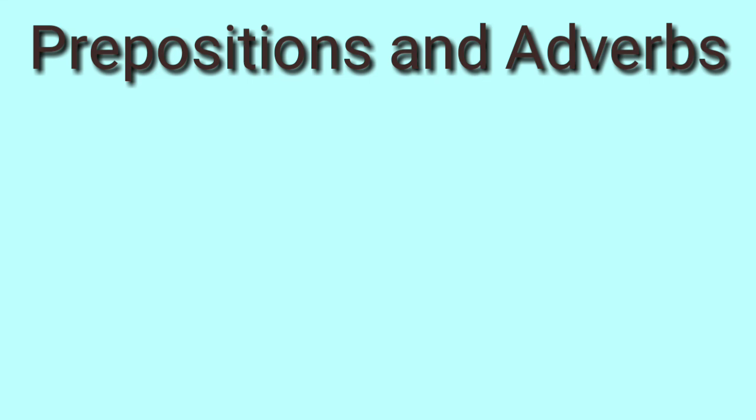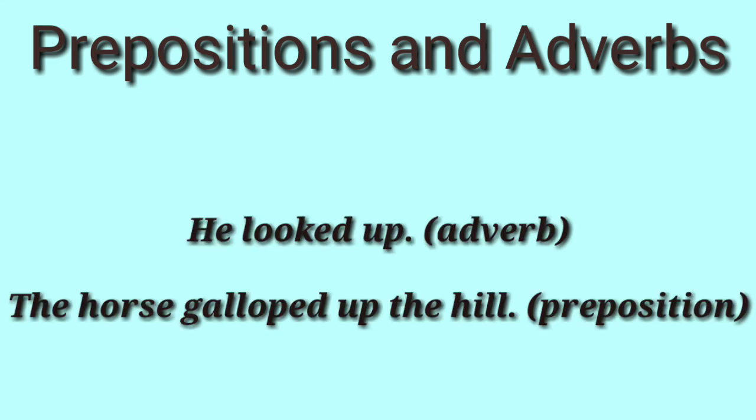Finally, there is one more important thing to be remembered. Many words can be used both as adverbs and prepositions. Here are two sentences. He looked up. The horse galloped up the hill. In both these sentences, you can see up is underlined, and in the first sentence it is used as an adverb, and in the second sentence, up is used as a preposition.